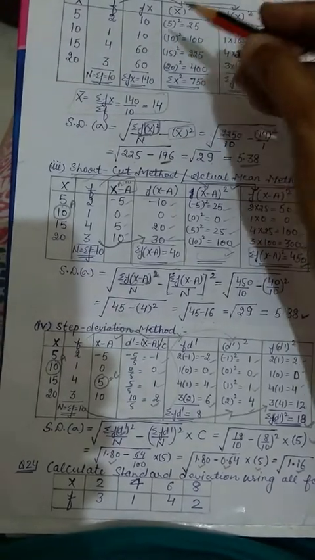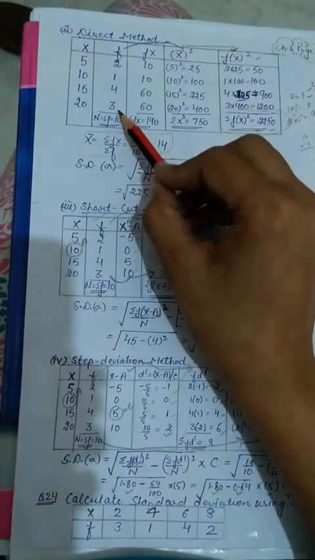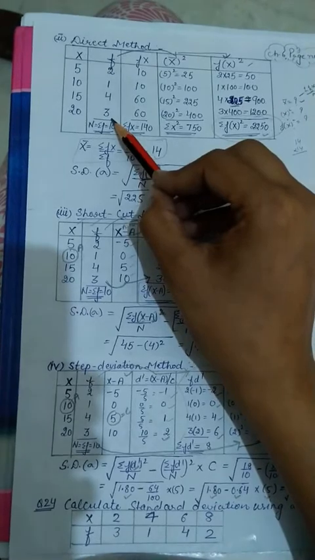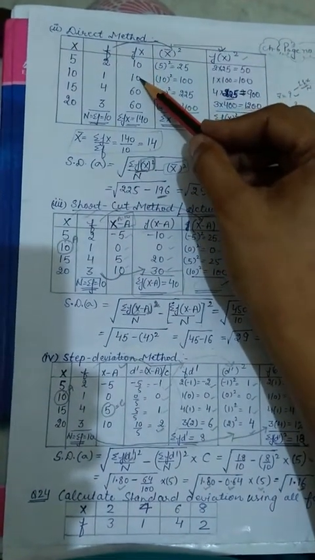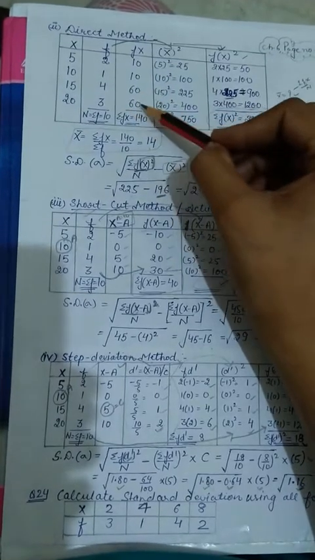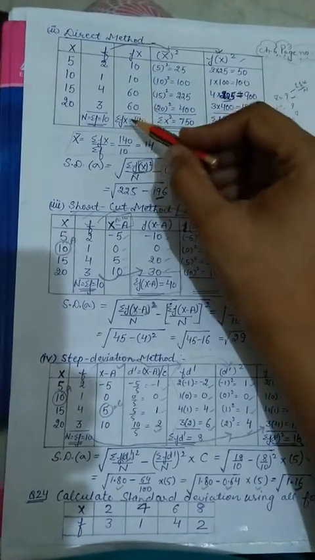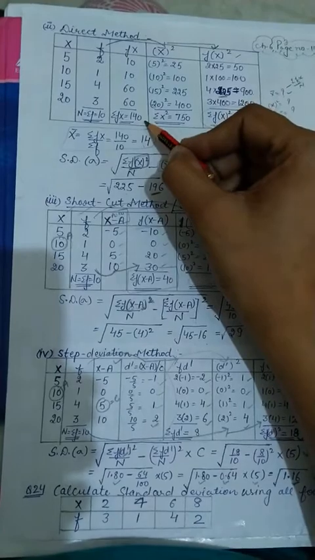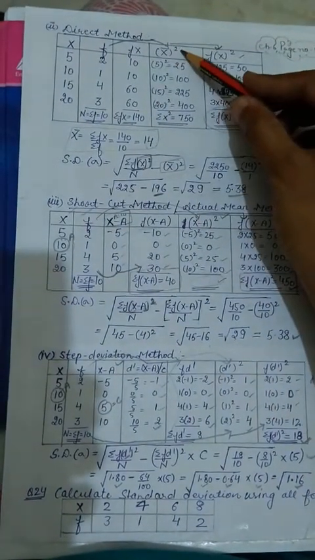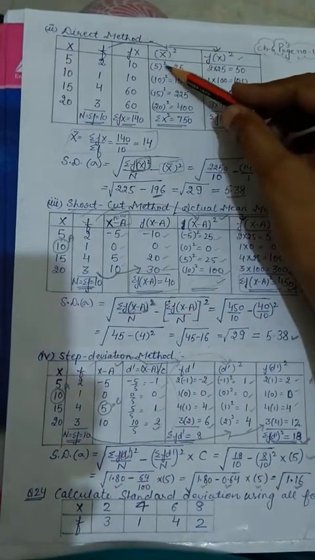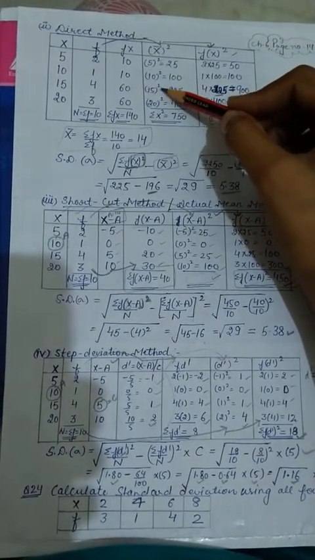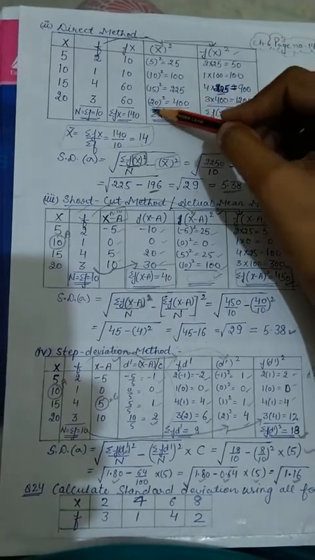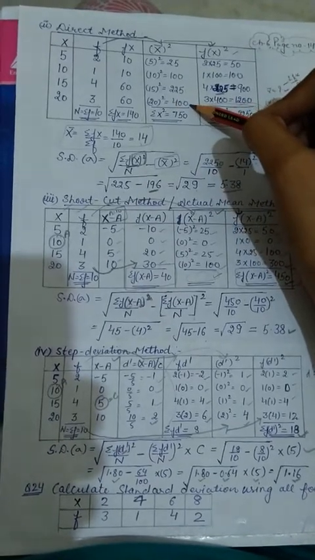So first of all, this x and f column has been given to you. Then fx is 10, 10, 60, 20 into 3 is 60. Then sigma fx is equal to 140. Then x square: 5 square is equal to 25, 10 square is equal to 100, 15 square is equal to 225, and 20 square is equal to 400.